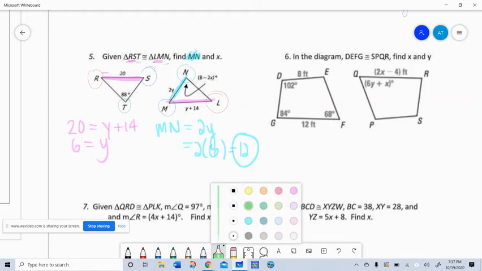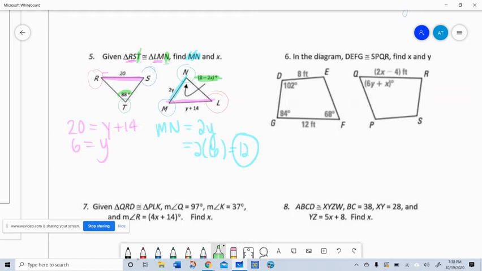And what about X? So X appears to be dealing with the angle. So we've got ourselves over here, angle T, which we know is 88. And the angle that matches up with T is going to be angle N, because they're both in the last position. So I'm going to say that angle T, 88, is congruent to angle N, which is 8 minus 2x. So I'm going to solve that equation. 80 equals negative 2x. And if I divide, I'll get negative 40 for my x.